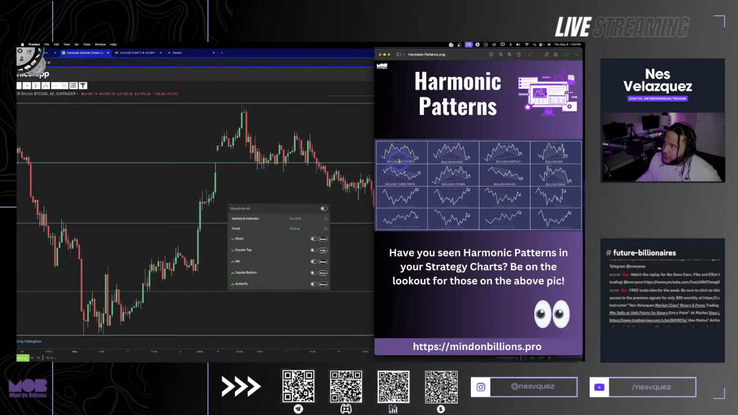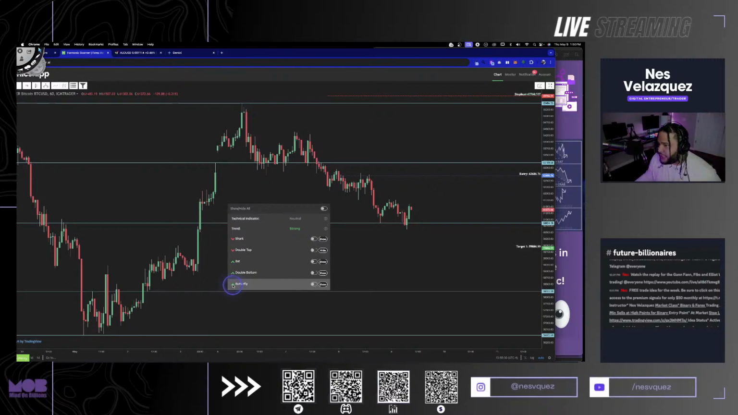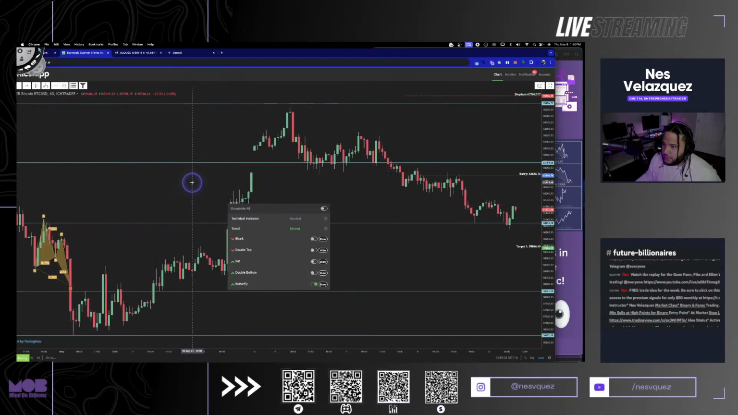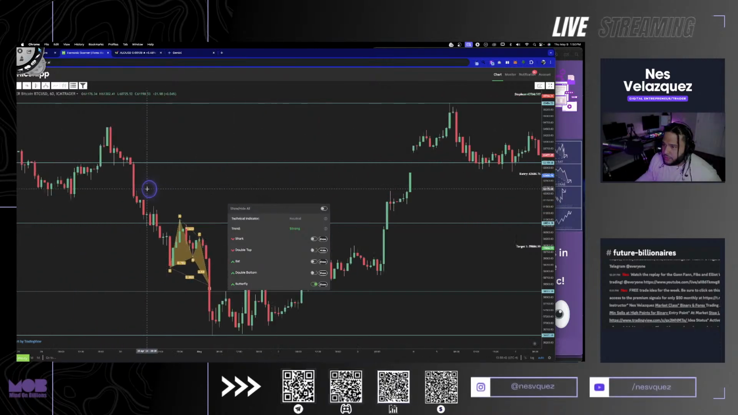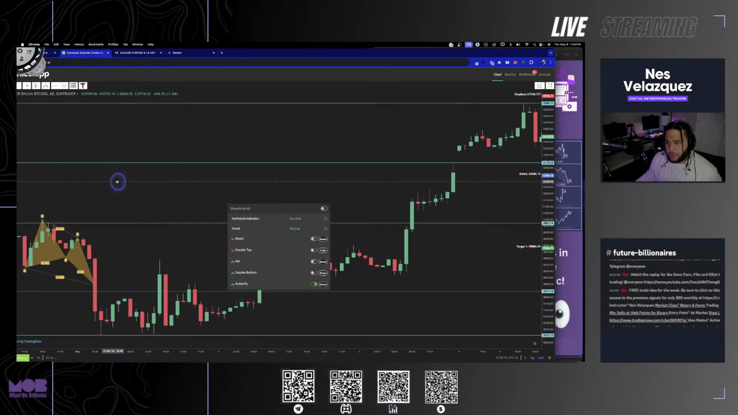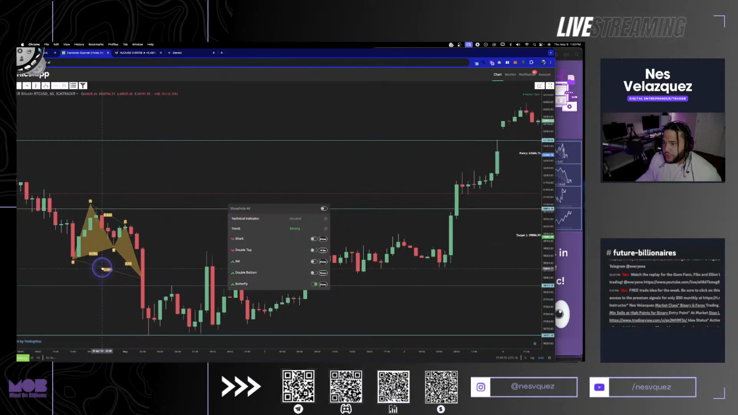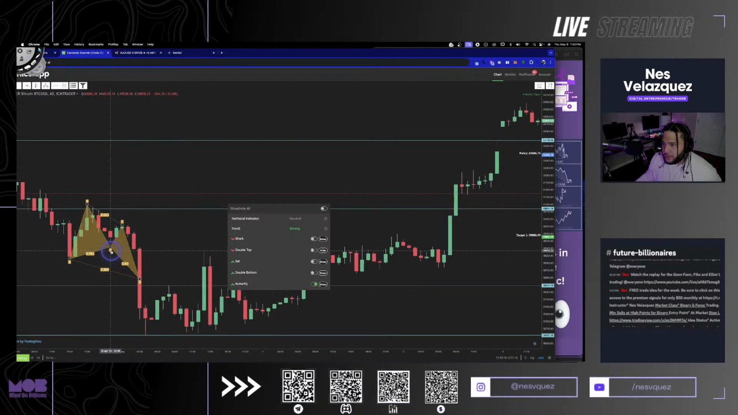Let's start with butterfly, since this appears right over here. This is a bullish butterfly because you see the green arrows up. So let's click on it to show it. You also have the measurements that appear. Look, this was detected. Here is the butterfly. See, it looks like a little butterfly with wings and all that.